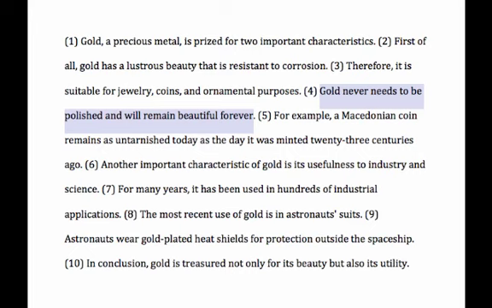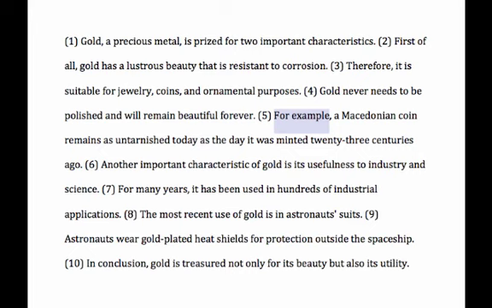Because if we said therefore in number 3, it's suitable for jewelry, coins, and ornamental purposes, and if we then said therefore gold never needs to be polished here, that would look as if we were saying that number 4 is a consequence of number 3. So there's a good reason for there not being a transition there, as well as there being a good reason for why there is one at number 3. Okay, sentence number 5 has a transition signal, now telling the reader what kind of supporting detail, what is the logical connection between this new sentence and the previous ones.